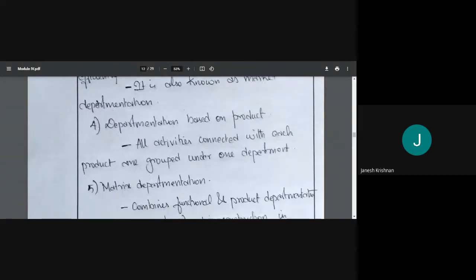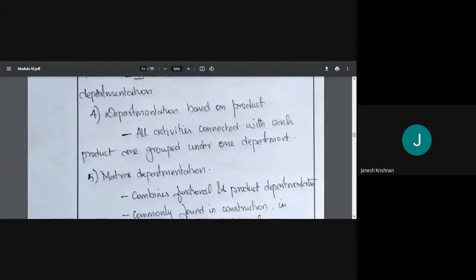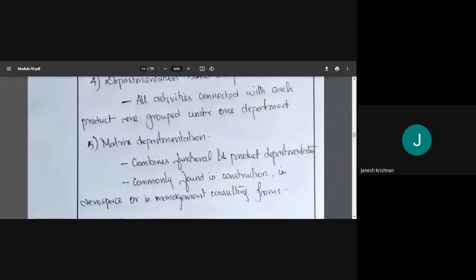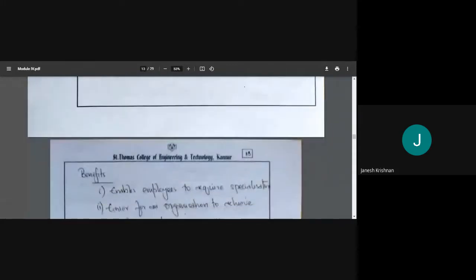Then matrix means a combination of functional and product. So based on the product, my function will be the same, but the product will change. I am in the estimation department, so if my project is a dam, I will be estimating the cost for the dam, then estimating the cost for a stadium, then for a building. Like that it will change. So construction firms, aerospace engineering firms, and consulting firms, these are the ways it is used.